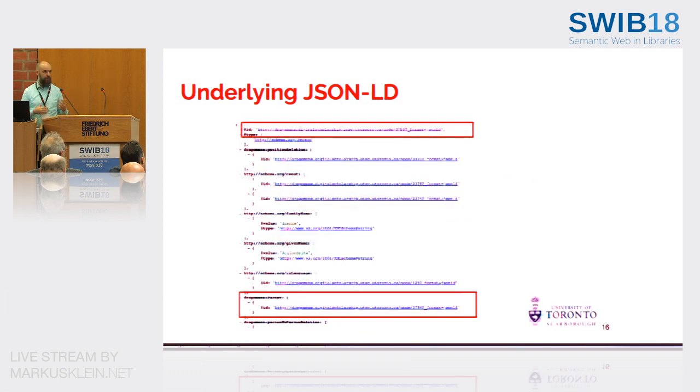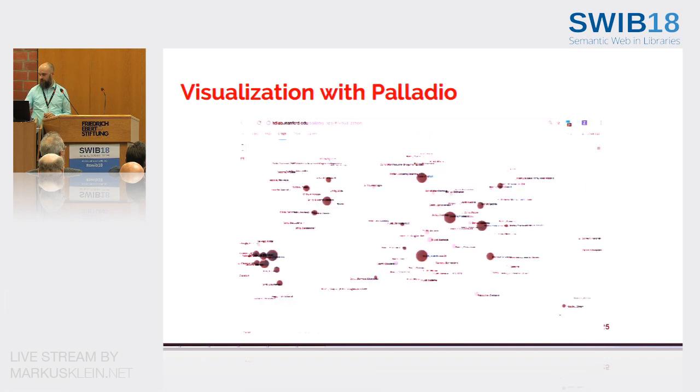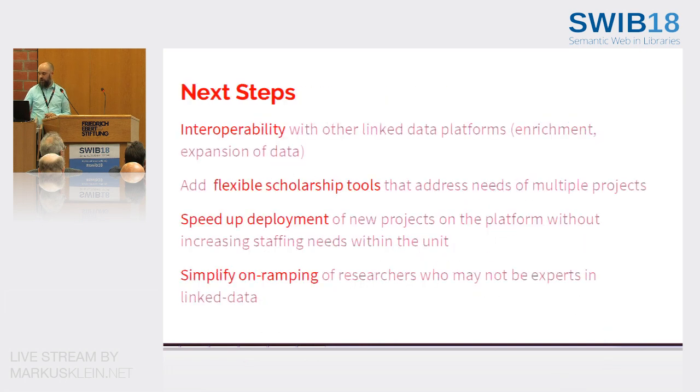But the underlying structure here, you can basically get JSON-LD representations of all of these things. So they are actually doing linked data under the covers, even though on the surface it looks like a standard website. And they are, of course, indexing this to an external triple store, in this case BlazeGraph, so that you can do some querying. And then they had some fun with an application called Palladio that I believe comes out of Stanford to visualize the content that they were getting out of the triple store to enable some other kind of research analysis that was going on there.